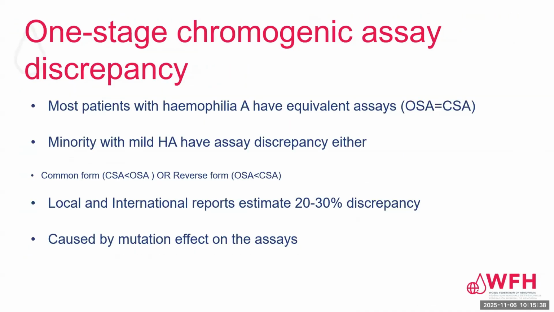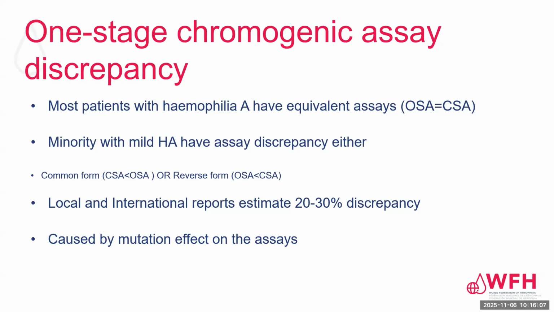Are there differences between our one-stage and chromogenic assays? For most patients with haemophilia A and haemophilia B, it doesn't matter whether you do your diagnosis with a one-stage assay or with a chromogenic assay, you get equivalent results. However, there is a small group of patients with mild haemophilia A where you get a different result whether you are measuring by a one-stage assay or a chromogenic assay. And this difference can be twofold or more.